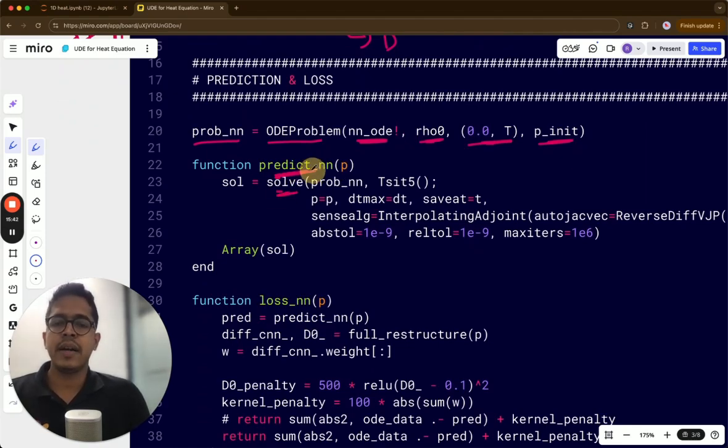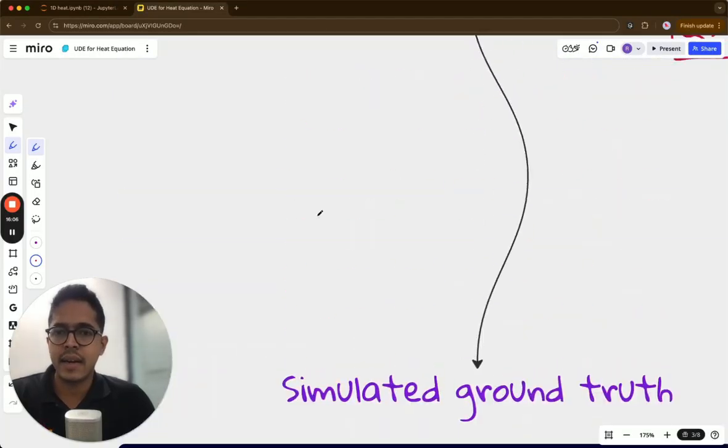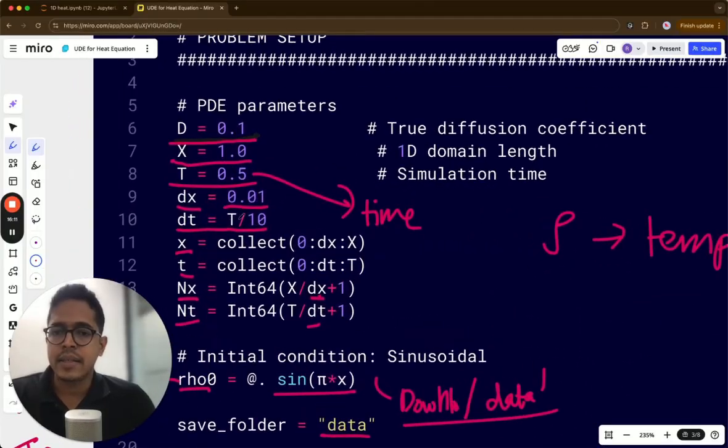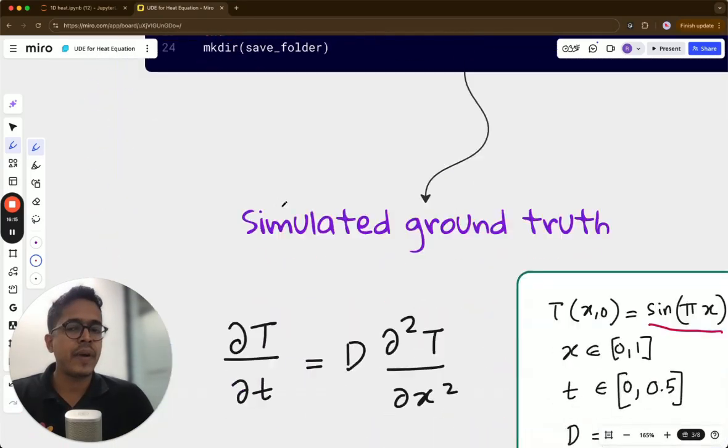So this function predict NN is actually just used to call the solve function. Solve is the solver predefined in Julia, where we are passing the problem, which is the UDE, the universal partial differential equation problem. We are calling the fifth order Runge-Kutta. We are passing the parameters. dt is the t span divided by, I think, 10. It's defined in the first part. dt is the total t span divided by 10, so it will be 0.05 in our simulation.